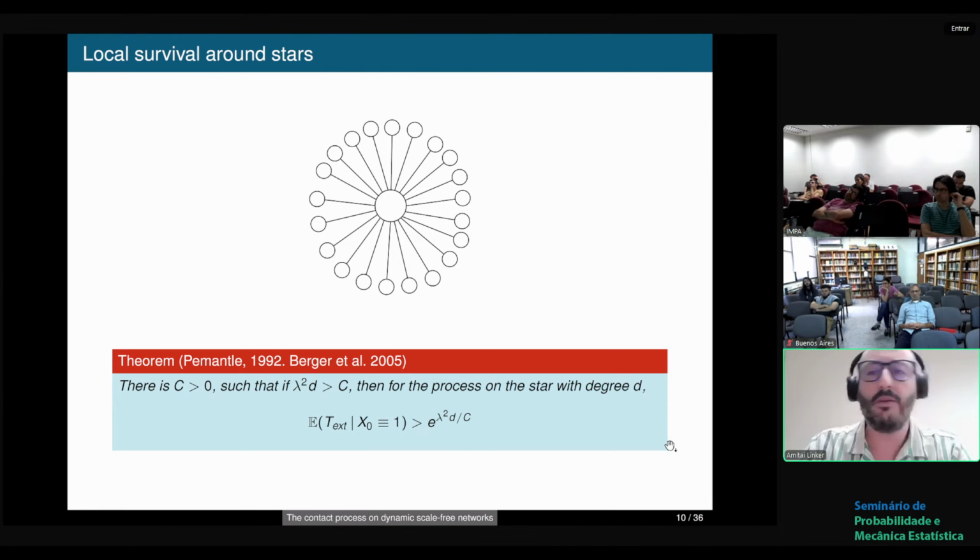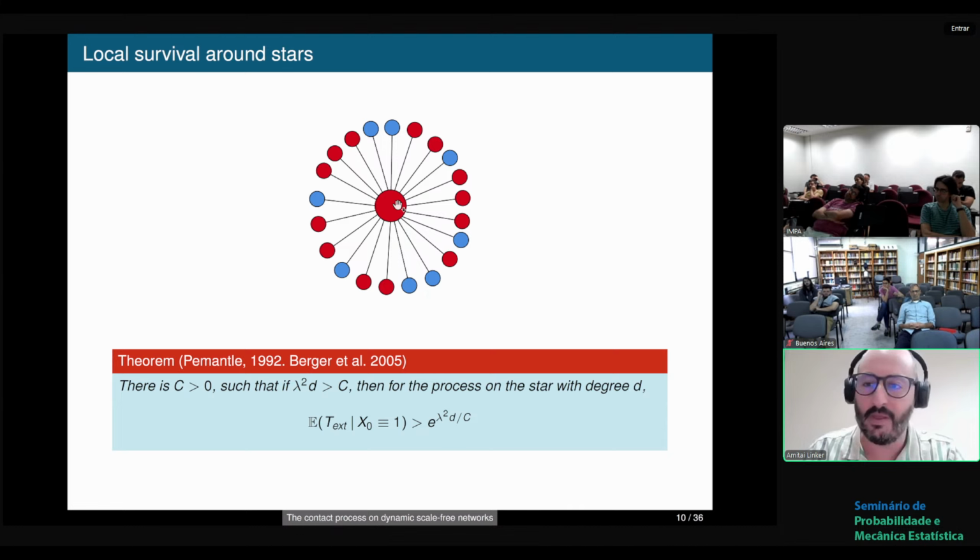So how does this happen? Suppose the central vertex is infected and some of its neighbors are infected. At some point, the central vertex recovers. Since it has recovered, it's not infecting any of its neighbors anymore, so some of them are going to become healthy again. However, since there are many infected vertices, at least one of them is going to infect the central vertex again. And then the central vertex is going to infect its neighbors again. So this creates a loop that lasts exponentially long.